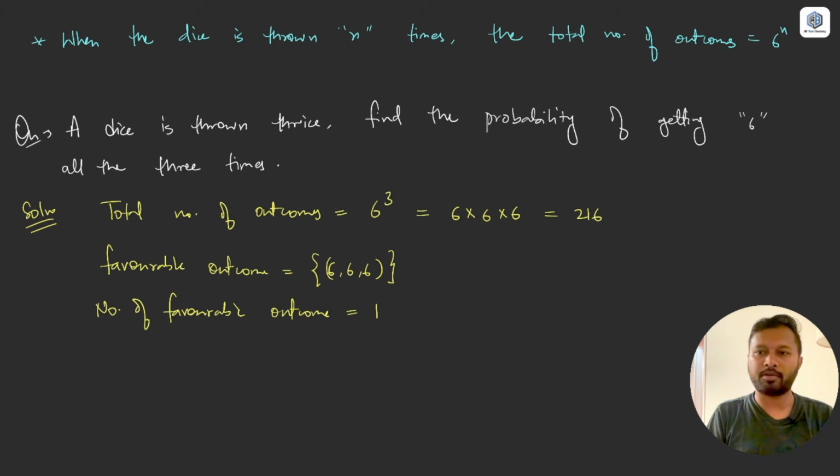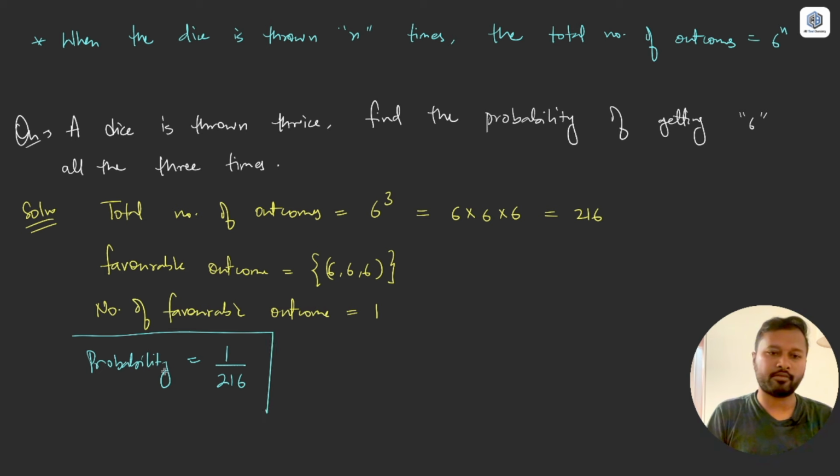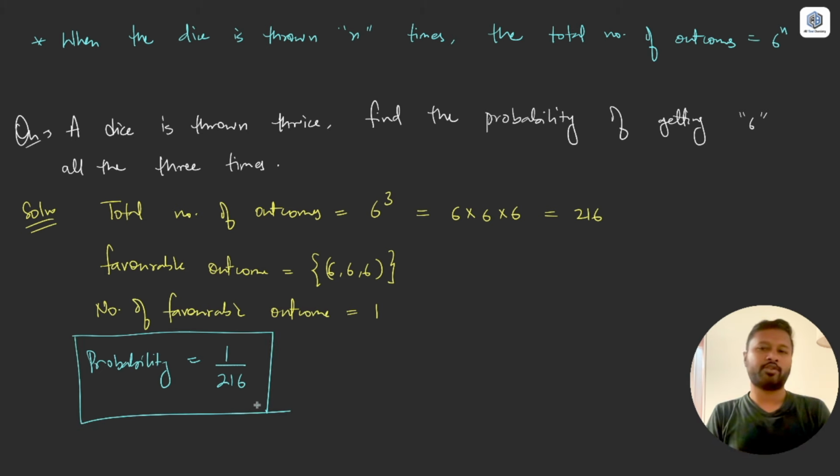And when you have to write down the probability related to this, probability will be number of favorable outcomes divided by total number of outcomes. So 1 upon 216 should be your answer. All right, so this is how it should be done. We'll do more questions related to it, but let's understand the next type of question from probability.